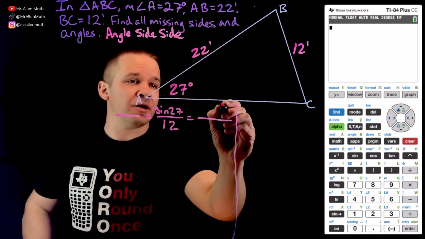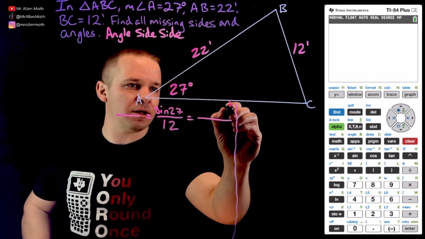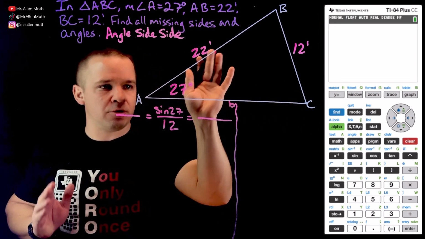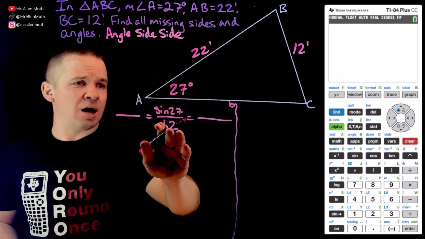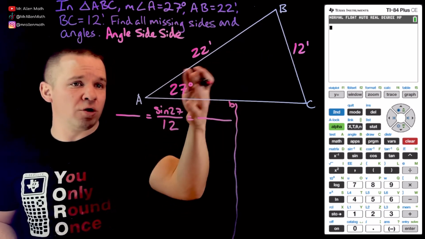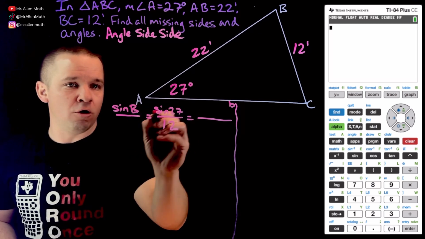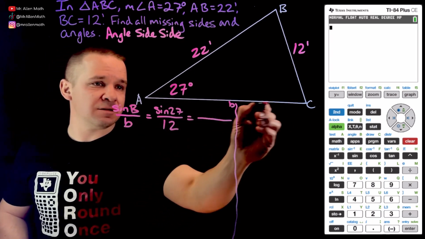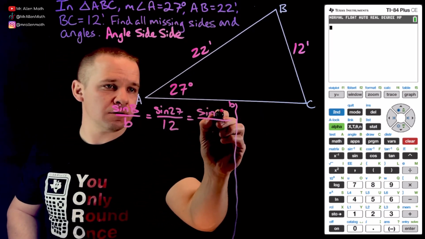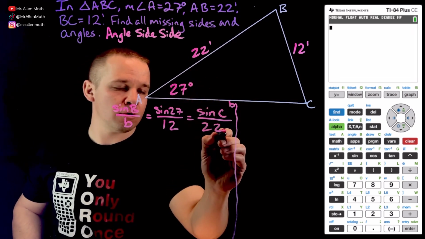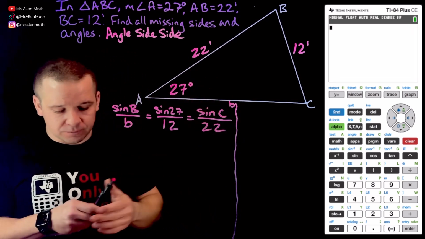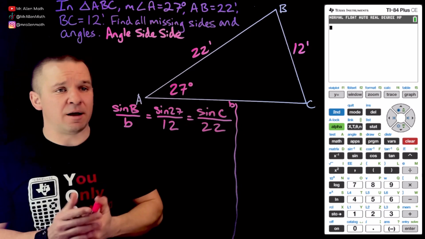That's a strategy I like. This is side b right here, and that was c. Cool. I don't know the measure of angle B, but we'll put it here. So we'll say sine of B over little b, and then sine of C over 22. So I have my whole situation set up here.